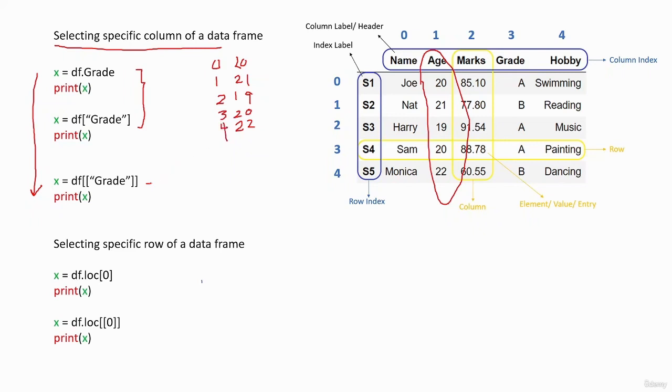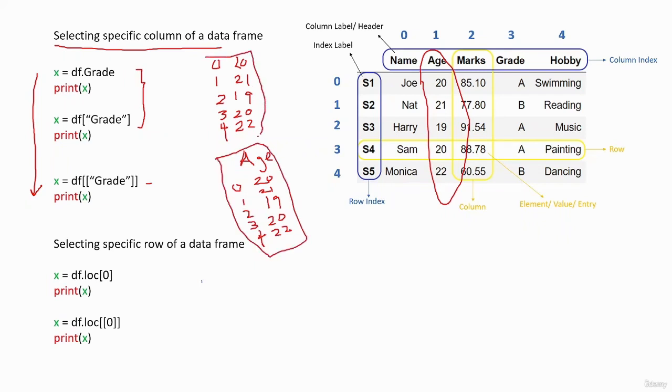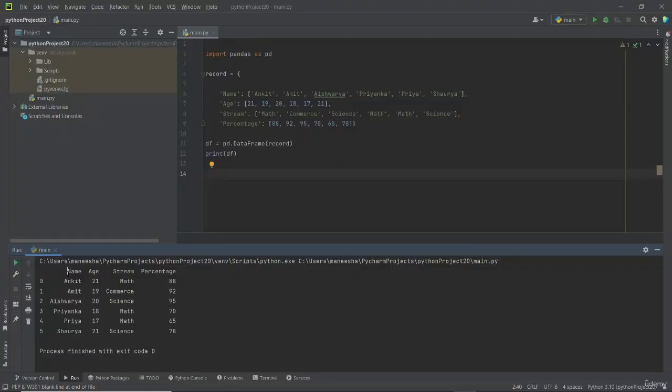This command will return a pandas data frame, so the output will be age, 20, 21, 19, 20, 22, and there will be indexes 0, 1, 2, 3, 4. So this is a data frame and this is a pandas series. Now let us see this example in PyCharm. Now here you can see I have created a data frame. These are the indexes of the data frame.